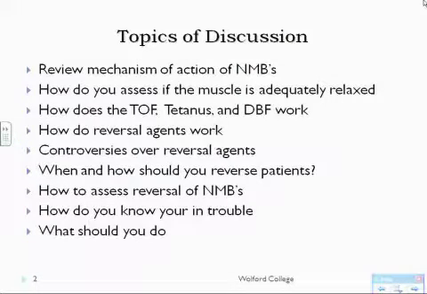We're going to assess if the muscle is adequately relaxed. How do the train of 4, tetanus, and DBF work, which is also DBS, double burst stimulation? How do reversal agents work? There's controversy over reversal agents: when or how should you reverse patients? Remember, that's a question that was asked today. It's a pretty common question. How do you assess reversal, how do you know you're in trouble, and what do you do?